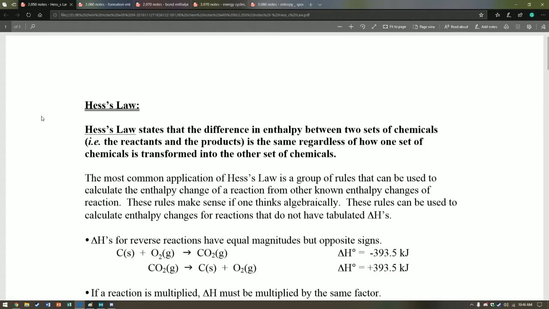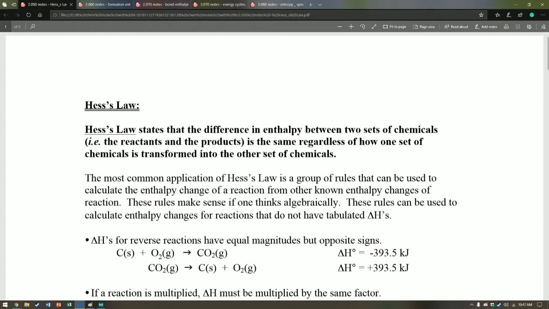Hopefully this time it does work though, because today we're going to be talking about Hess's law. Hess's law, at its simplest, the formal definition is that Hess's law states that the difference in enthalpy between two sets of chemicals, the products and the reactants, is the same regardless of how one set of chemicals is transformed into the other set.